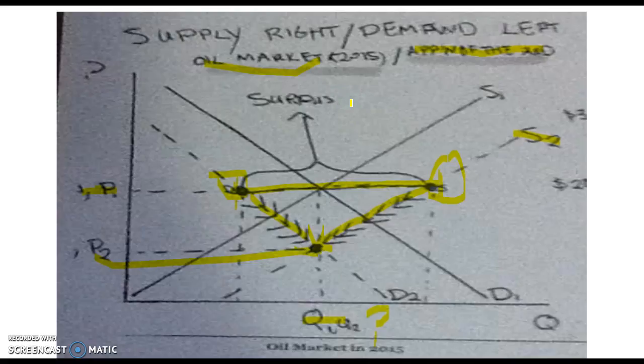And if you look through the notes that I gave you yesterday, you can see the steps that you need to take to get a market back to equilibrium after a shift in supply to the right and demand to the left.